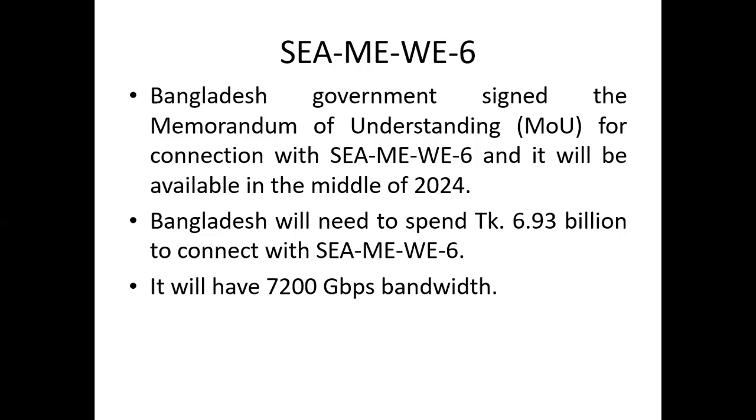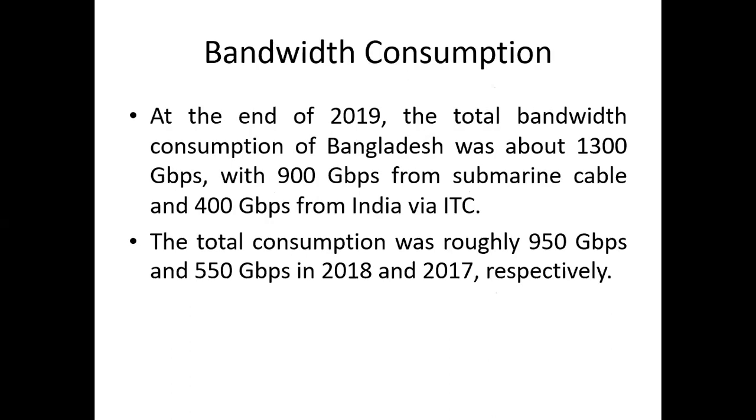Now let us see how much we really consume. At the end of 2019, I mean 1.5 years back, the total consumption was 1300 Gbps, with 900 Gbps from the submarine cable and 400 Gbps from ITC.